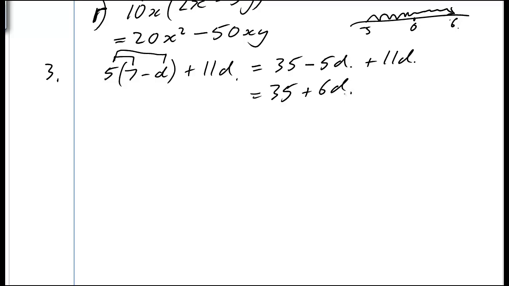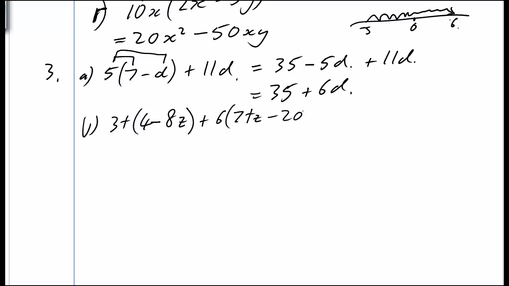Let's do another one of number 3. Let's do J. That was A. Let's do J, because they rhyme, AJ. 3T outside of 4, take 8Z, plus 6 outside of 7TZ. This is on page 177, number 3J. Take 20T.